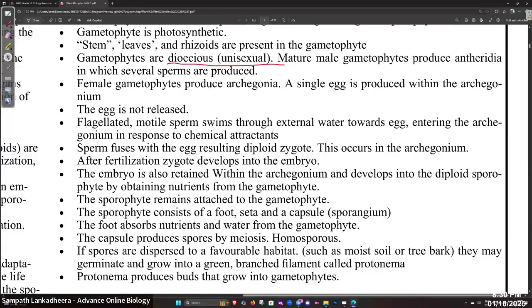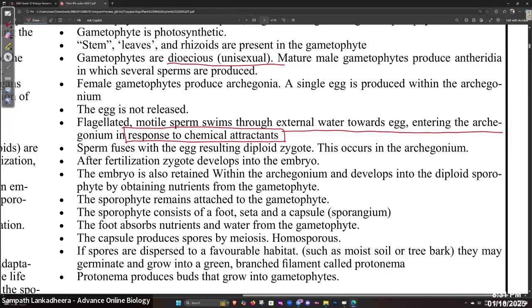Egg is not released. Flagellated motile sperms swim through the external water towards the egg, entering the archegonium in response to chemical attractants. Look at these, people. So the egg is now inviting the sperm. Sperm fuses with the egg, resulting in a diploid zygote. This occurs in the archegonium.